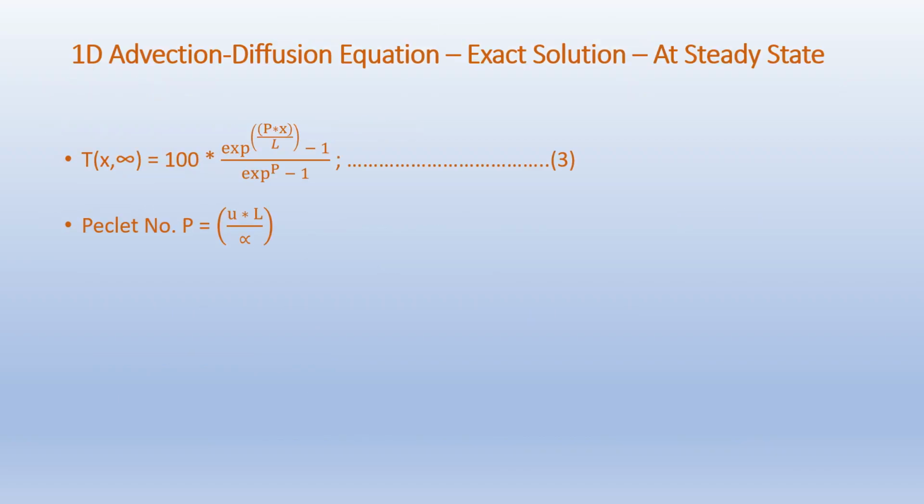For the 1D advection-diffusion equation, we have an exact solution at steady state, given as T at x comma infinity, or at large times, equals 100 times (exponential of px over L minus 1) over (exponential of p minus 1). Here p is the Peclet number and is given as U times L over alpha, and this indicates a ratio of advection to diffusion.